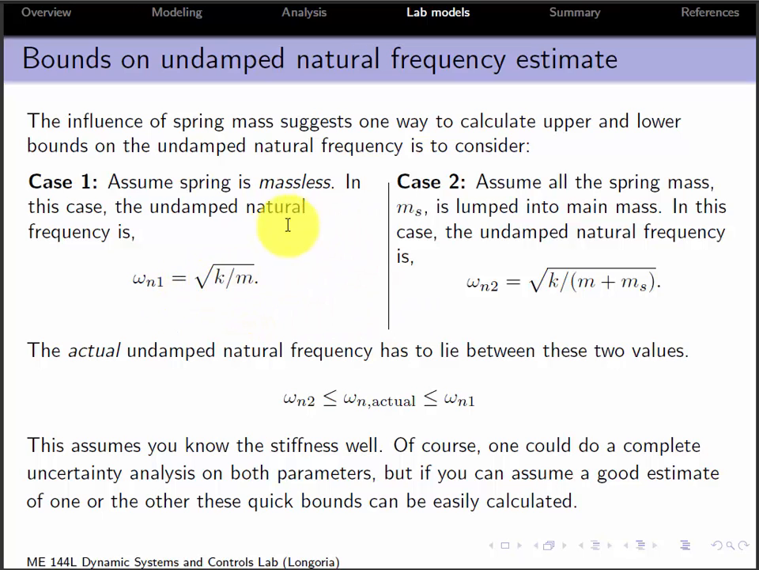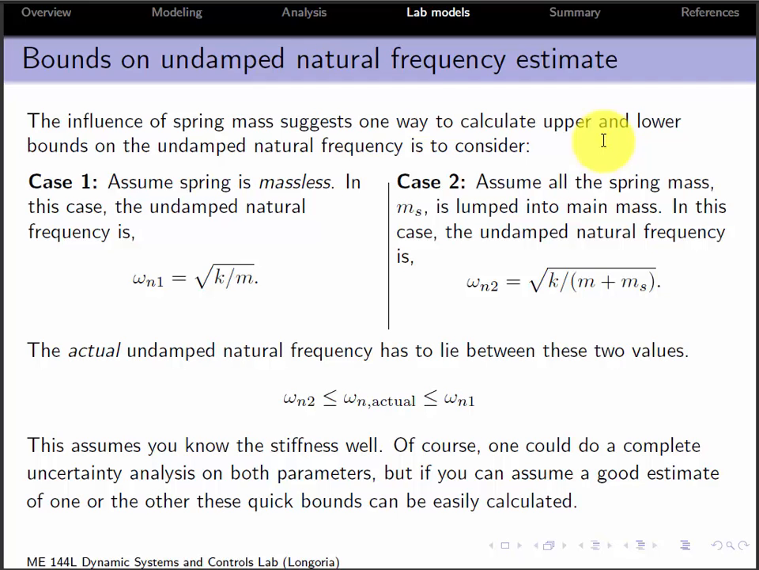the stiffness might be off. So one way that you could approach this, let's say before you walk into lab, so that you feel a little bit more informed, is to maybe put some bounds on your undamped natural frequency estimate. In other words, don't focus so much on one value, because there's always going to be some uncertainty, right? So the influence of the spring mass suggests, maybe what you want to do is look at the range that you should expect. And here's just one example.